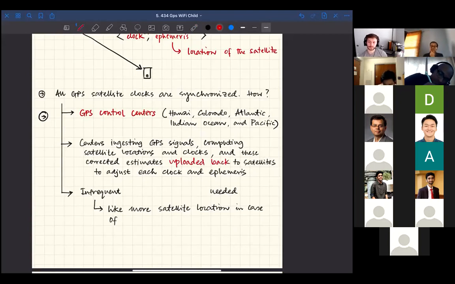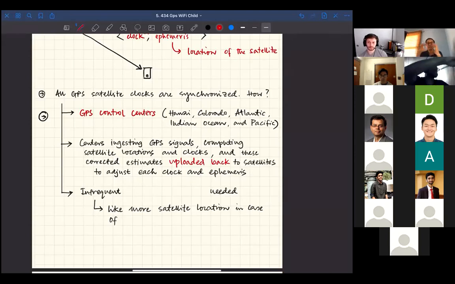These corrected estimates are uploaded back to satellites to adjust their own clocks and their ephemeris and their locations. Remember, these satellites are in free fall, right? But even then, things change with minute amounts. And because we are dealing with signals that are traveling at the speed of light, we really want to be very precise about the clock and the location, because a small mistake will get magnified by the speed of light. And therefore, that will be very bad.